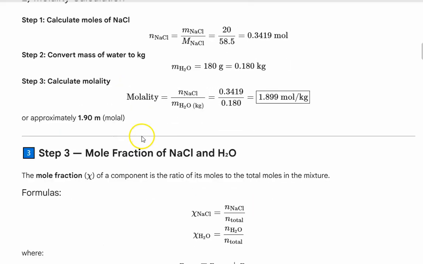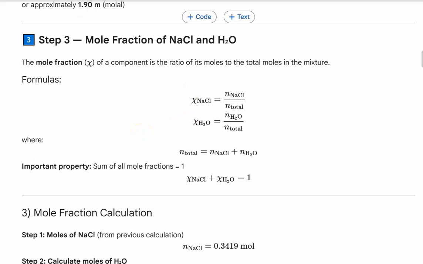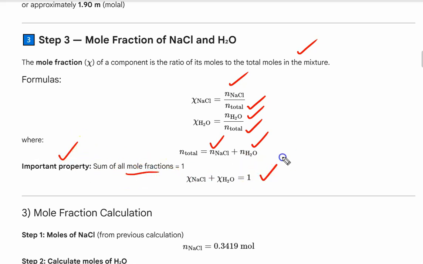Next we have to calculate mole fraction of NaCl. What is mole fraction? Mole fraction of a component is the ratio of moles to total moles in the mixture. So individual mole by total mole, we can say that. So the formulas here: mole fraction of NaCl is N NaCl, mole of NaCl, by total mole. X H2O is N of H2O by N total. So here N total is mole of NaCl plus number of moles of water. Here an important property: the sum of all mole fractions should be 1.